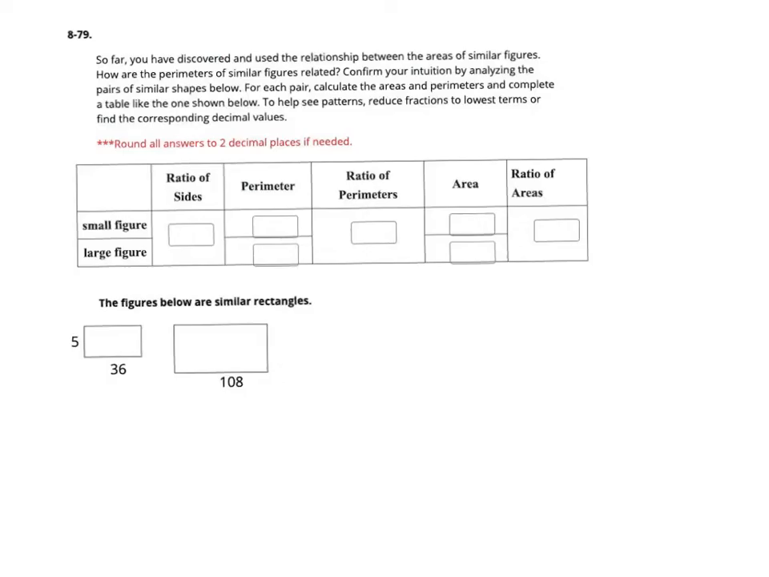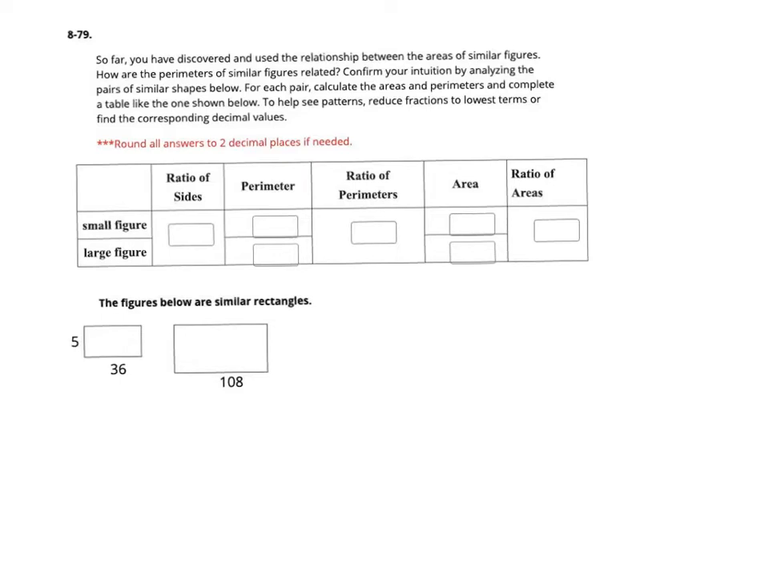That problem's done, and the next problem is 8-79. Okay, let's take a look at 8-79. It says, so far you have discovered and used the relationship between the areas of similar figures. How are the perimeters of similar figures related? Confirm your intuition by analyzing the pairs of similar shapes below. For each pair, calculate the areas and perimeters and complete a table that looks like the one shown below. To help see the pattern, reduce fractions to lowest terms or find the corresponding decimal values.